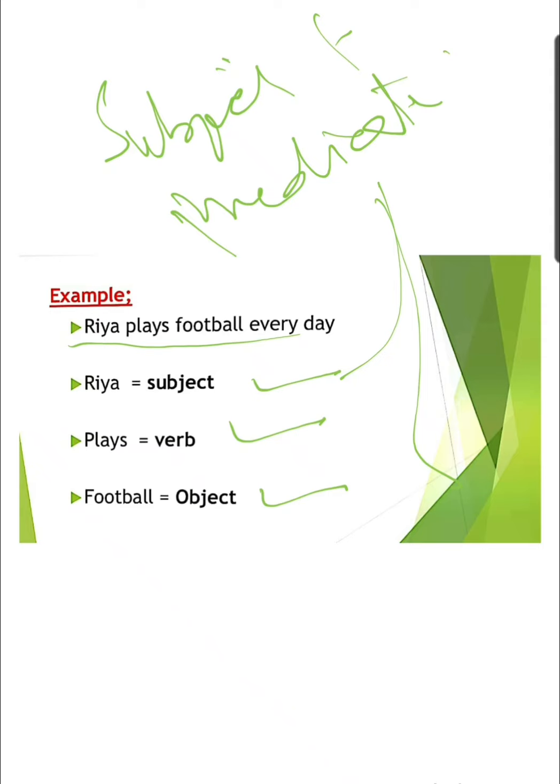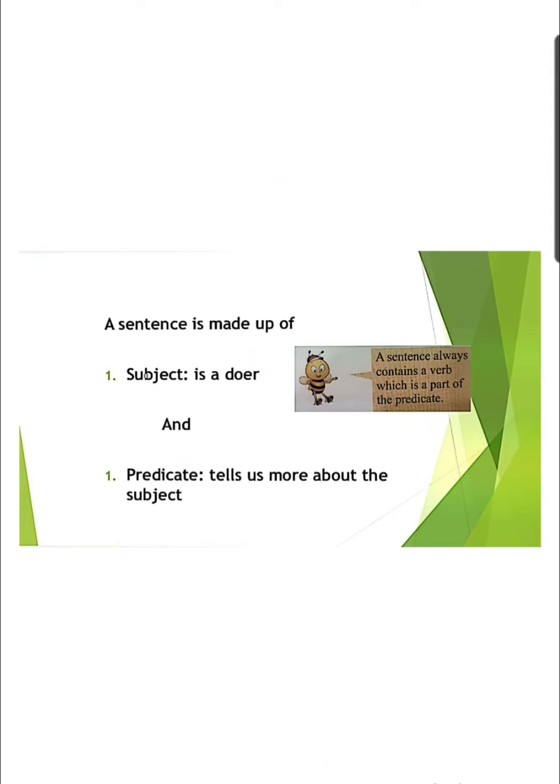Subject is always considered as the doer, the person who is performing any activity or any action. Fine, that is called a subject. And verb is any activity that the doer is performing. Object is the thing over which the activity is performed. Fine, that is object. And here, again I would say, a sentence is made up of a subject, which is a doer, as I already told you, and then a predicate. A sentence always contains a verb which is a part of the predicate.